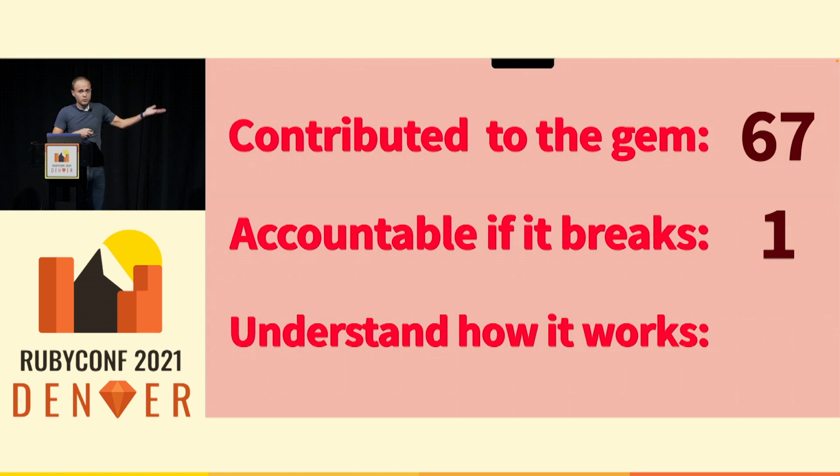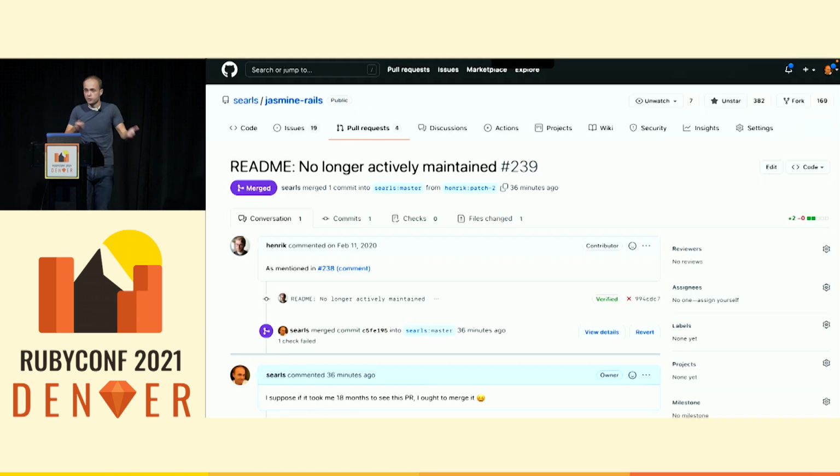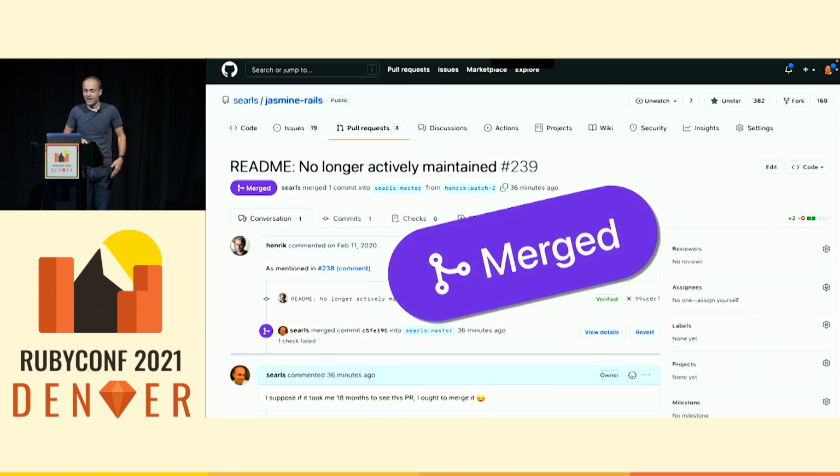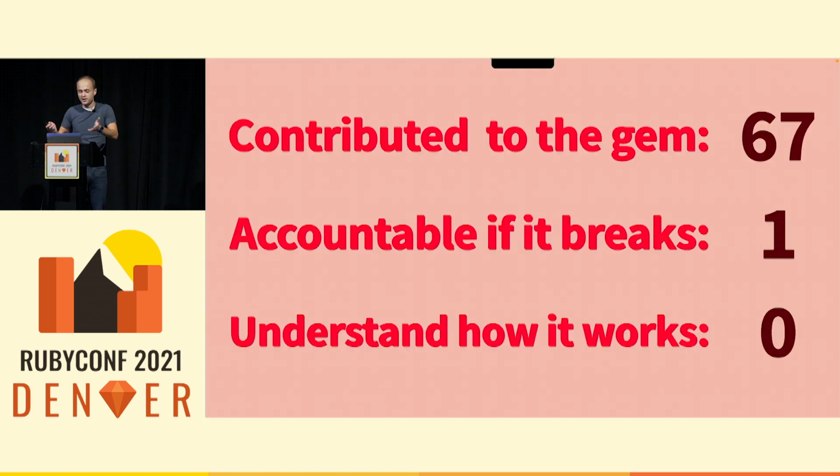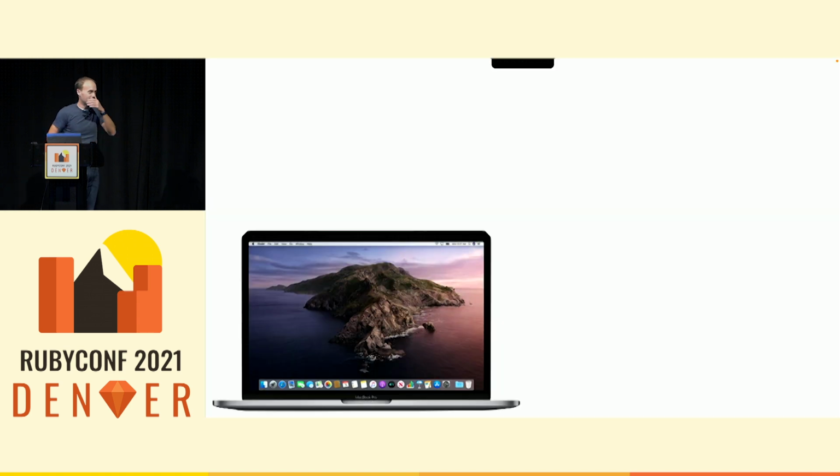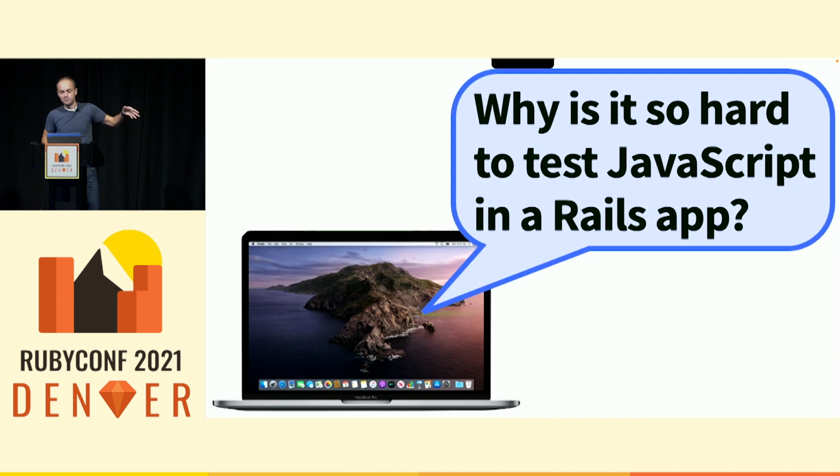And because I'd pulled in so much of other people's code that I didn't read, no one understood how it all worked. And so last week, I just merged the final PR to this gem to say that it's no longer maintained. And so now all that's changed here is no one's accountable if it breaks, so don't use that gem. So 9 years later, I had a new MacBook, but the same problem.